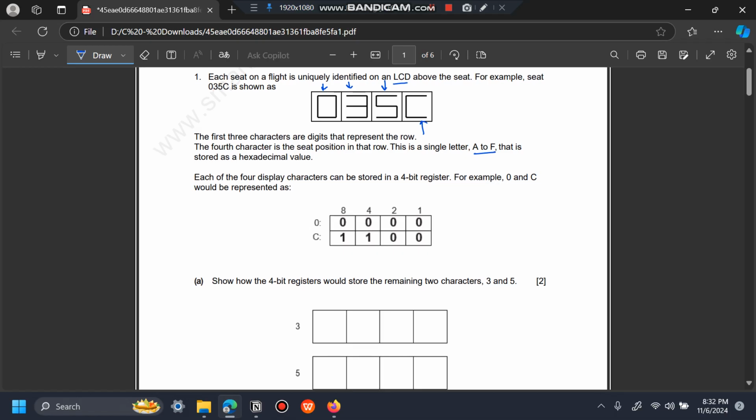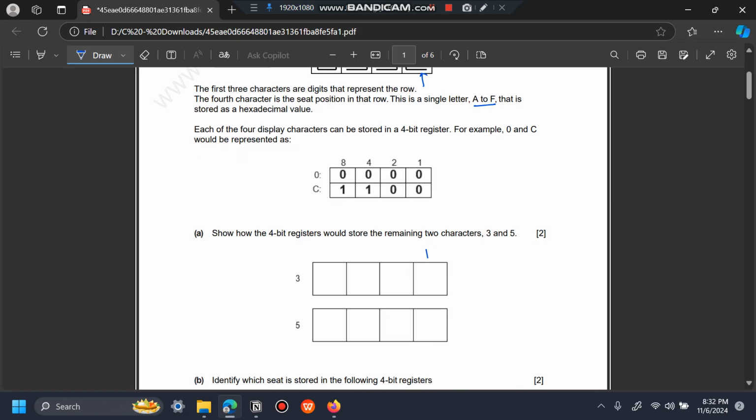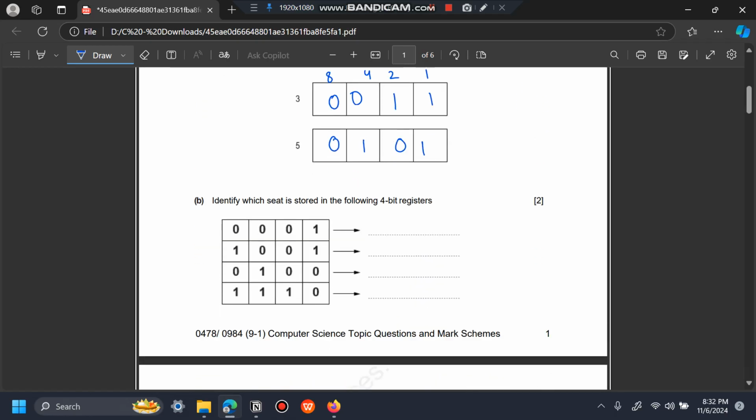The 4-bit register would store the remaining two characters, 3 and 5. That basically means they are telling us to convert this into hexadecimal without saying it directly. So 3 will be 0 0 1 1 and 5 will be 0 1 0 1. B will stay as it is when stored.